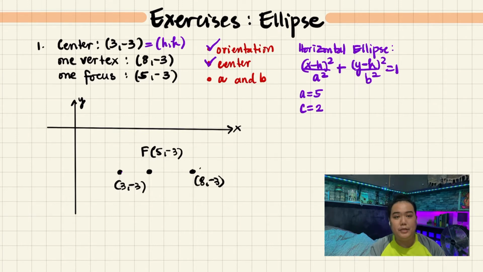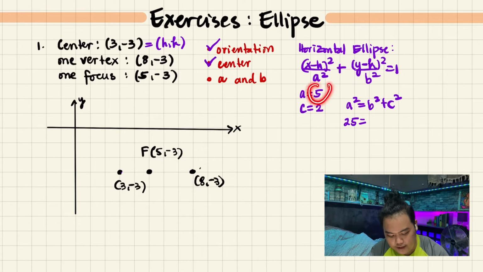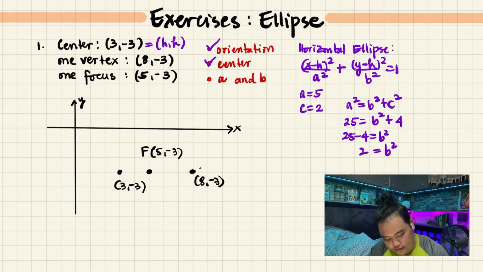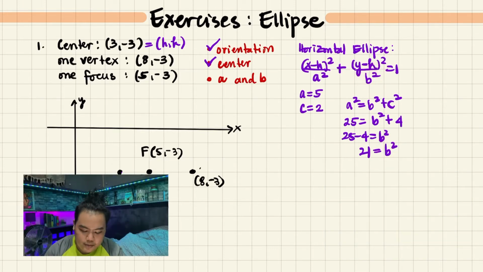So, paano natin malalaman yung B square? Using the formula, A square equal to B square plus C square. So, laging nangyayari yan sa ellipse. So, plug in na lang natin yung values nito. We get 25, 5 square equal to B square plus C square is 4. So, we get 25 minus 4 is B square. Kahit B square na lang yung isolve nyo. Kasi, ipa-plug in nyo doon. So, B square lang naman yung kailangan. Tapos, pa-plug in mo na yung values na HK, A, tsaka B square. So, gawin na natin yon.